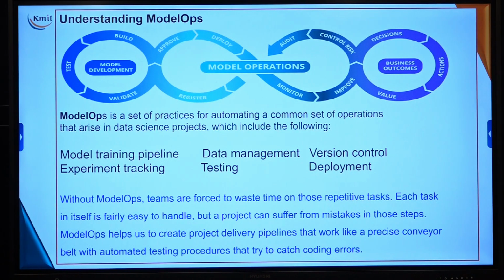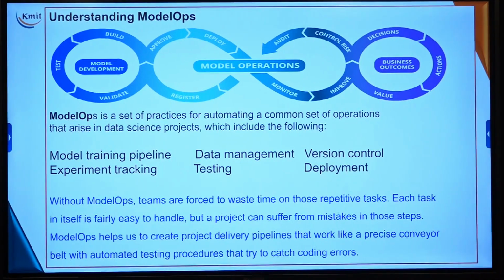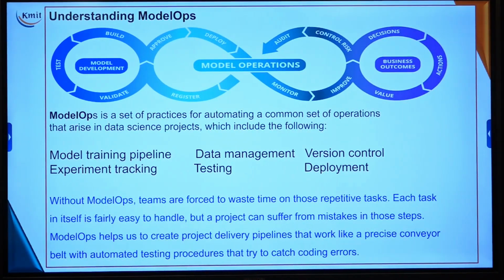If you look at the six points, very simple, it is a pipeline. That means from the training of the model, we will go to the version control, then we do the experiment, we test the experiment and then finally we deploy it. So this is what we call a complete pipeline. I have just shown you a diagram here.